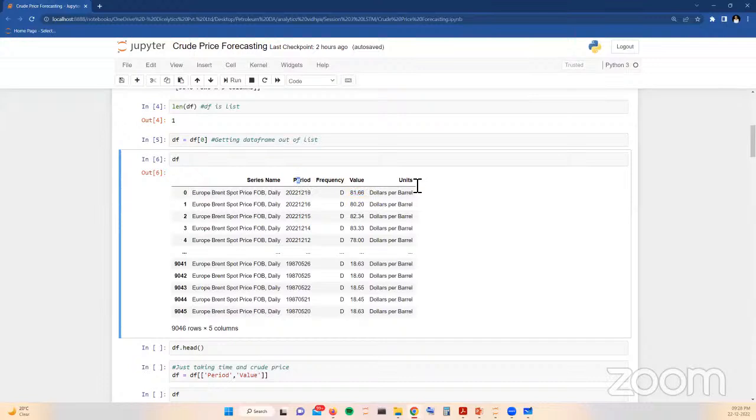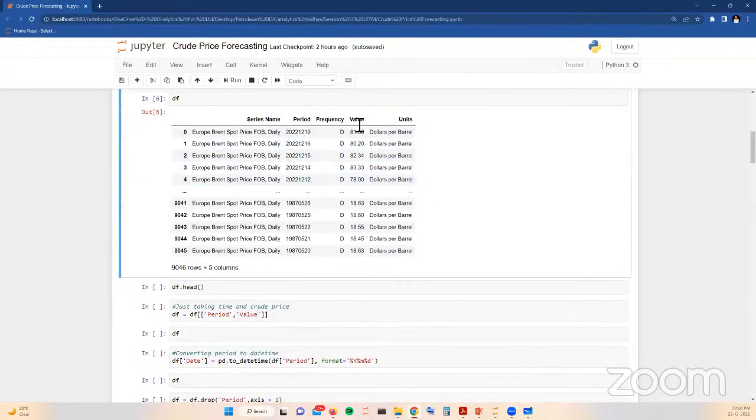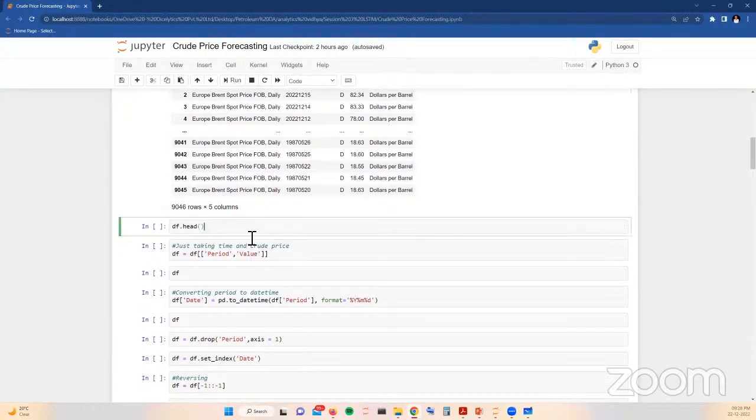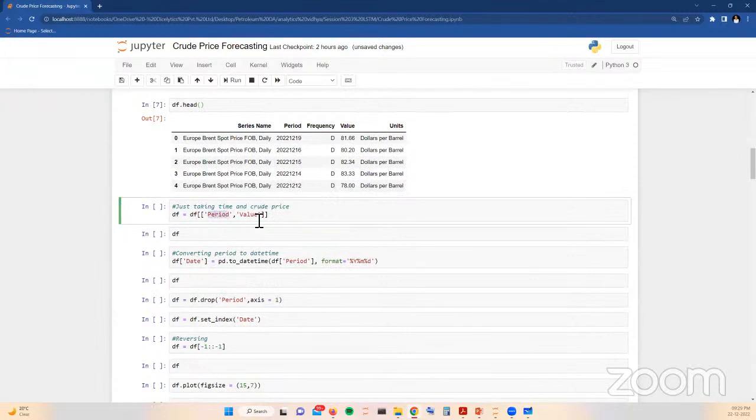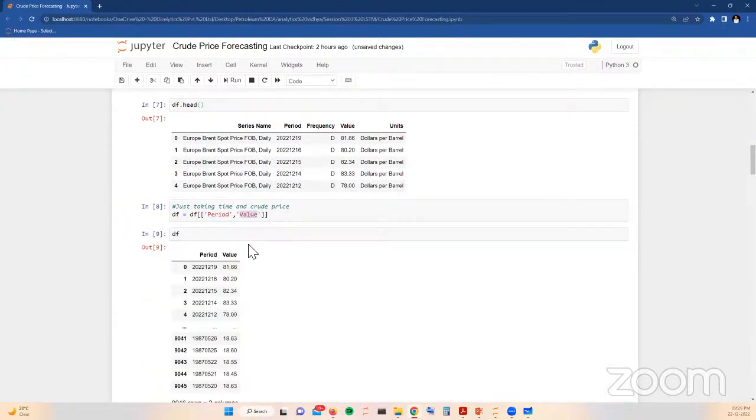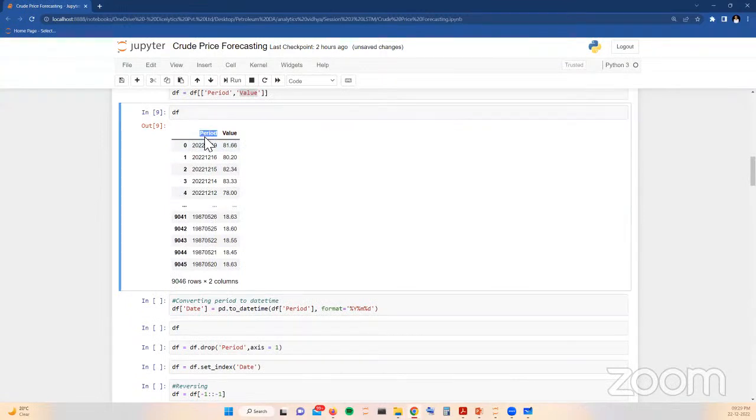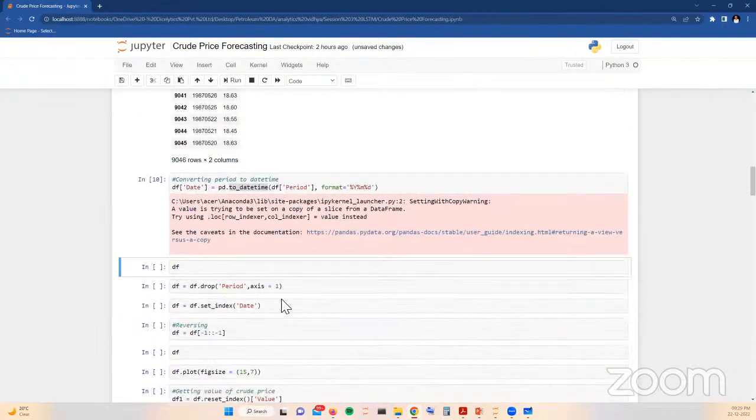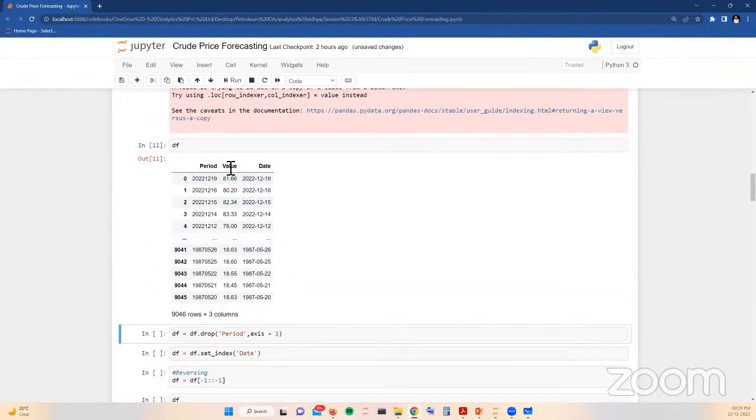Let's get rid of the things that I don't want. I just want the value and the date. So first of all, I'm getting these out of my data frame, period and value. So this is my final data frame. Let's convert this period into datetime format using the pandas to_datetime function. Now if you see here, my period has been converted to datetime, 19/12/2022, and I'm having data from 20th May 1987.